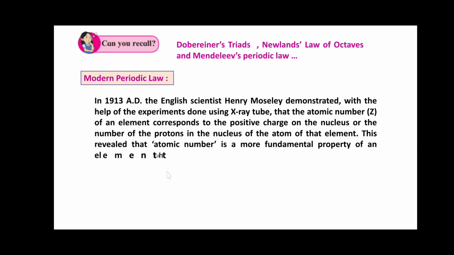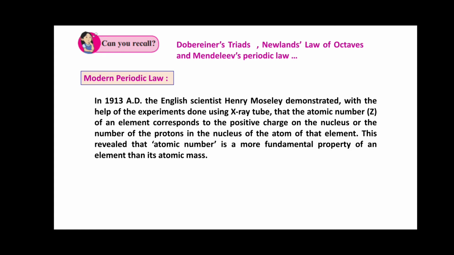In 1913 AD, the English scientist Henry Moseley demonstrated, with the help of an experiment done using an X-ray tube, that the atomic number, denoted by the letter Z, of an element corresponds to the positive charge on the nucleus, or the number of protons in the nucleus of the atom of the element. This revealed that atomic number is a more fundamental property of an element than its atomic mass.